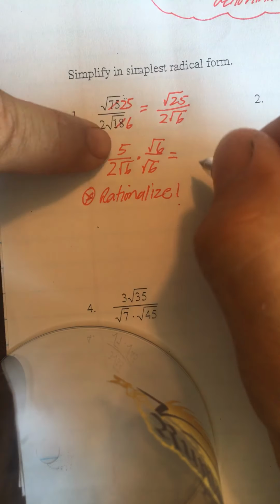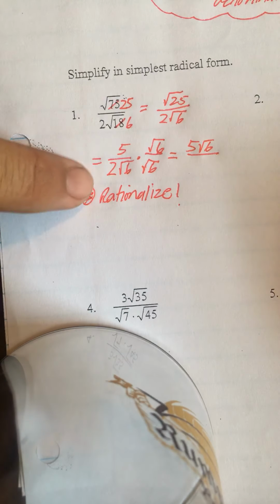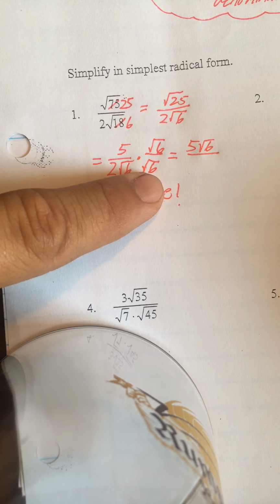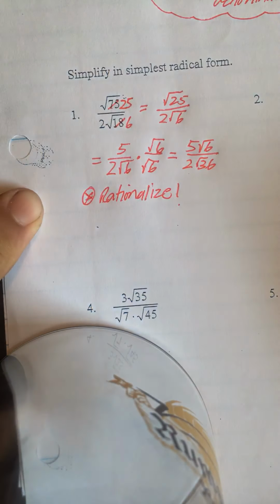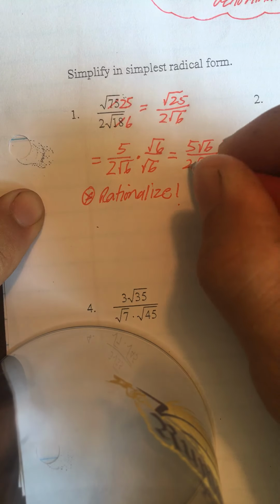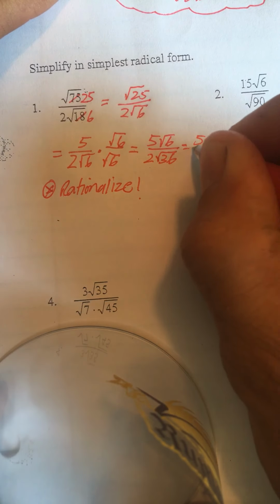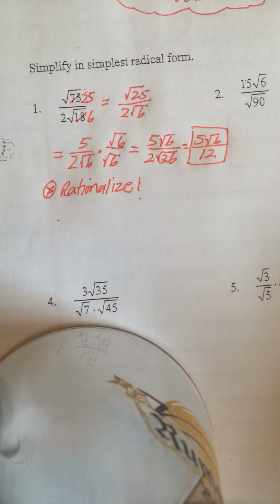Up top we have 5 times root 6, which is 5 root 6. On the bottom I have 2 times 1, which is 2, and root 6 times root 6, which is root 36. So I have 2 root 36. Now the square root of 36 is 6. 6 times 2 is 12. So our final answer here is going to be 5 root 6 over 12. And that is reduced. That's our first one.